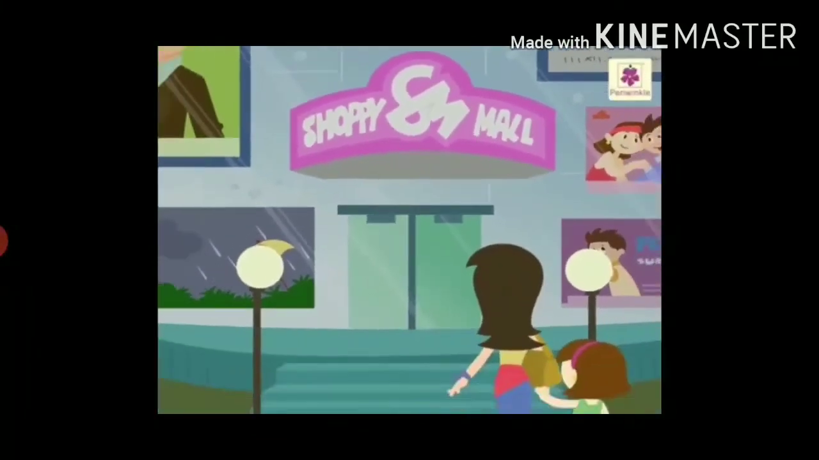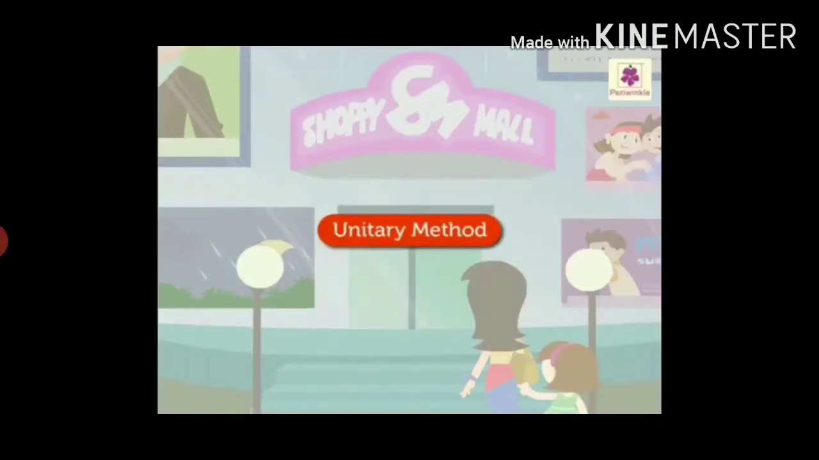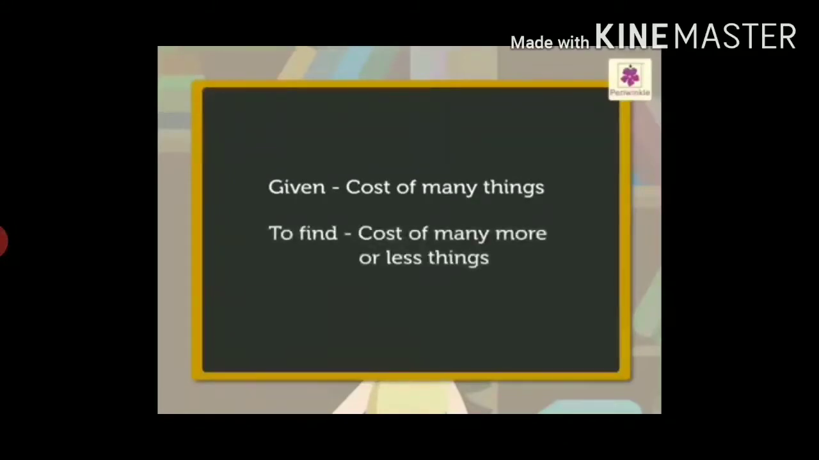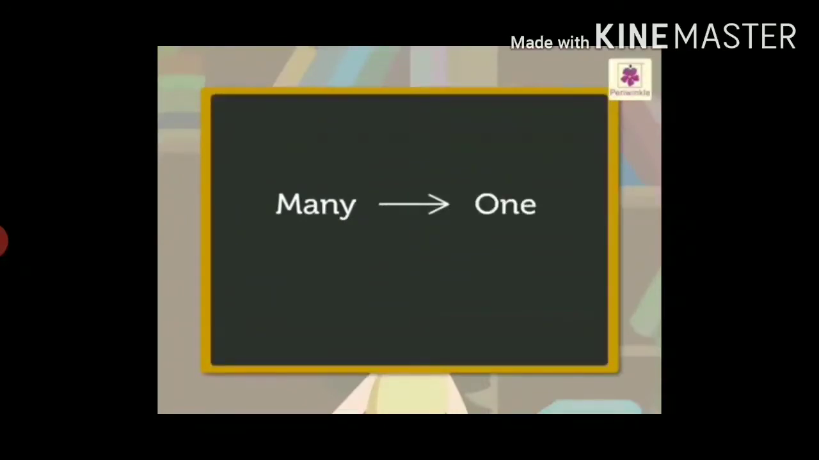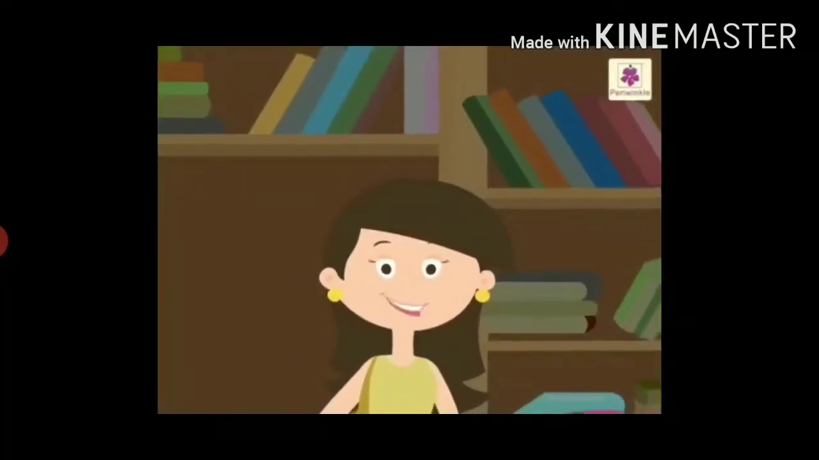Let's go shopping with Miss Honey. She will also explain to us the unitary method while shopping. Hello kids! In problems related to unitary method, the cost of many things would be given. We have to find the cost of many more or fewer things. For doing this, we first go from many to 1 and then from 1 to many, which we have already learnt. So, let's begin shopping and learning together.